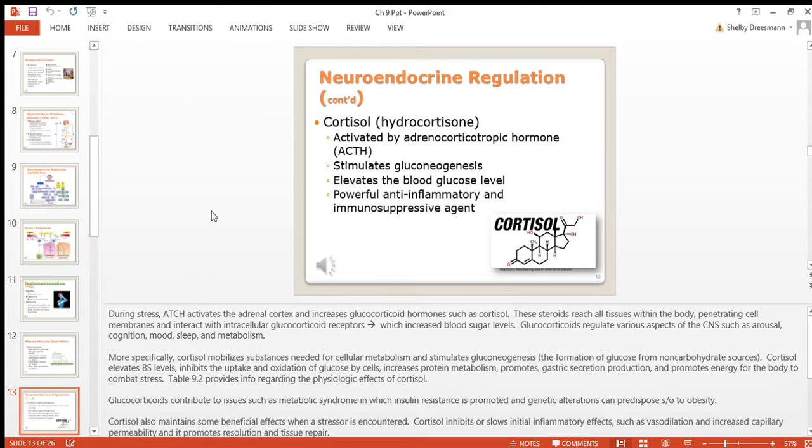Cortisol mobilizes substances needed for cellular metabolism and stimulates gluconeogenesis. If you don't know what gluconeogenesis is, it is the formation of glucose from non-carbohydrate sources.